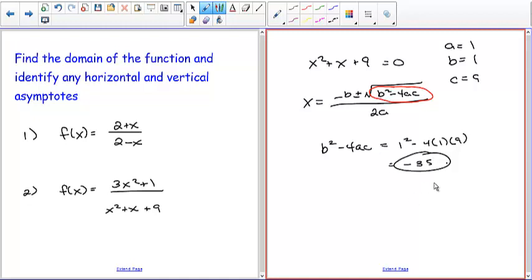Okay, so since that's negative, since that's less than 0, not less than or equal to 0, it could be equal to 0, but it can't be less than 0. So because the argument here, the square root, is less than 0, there are no real roots. And as a consequence, the domain in this case would be all real numbers.